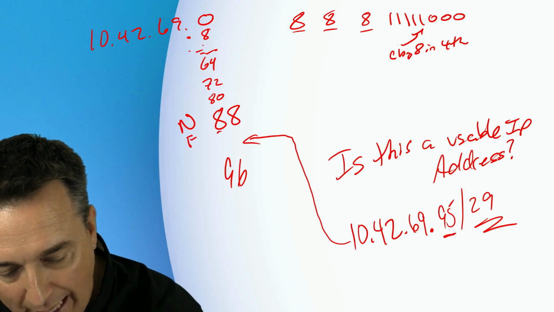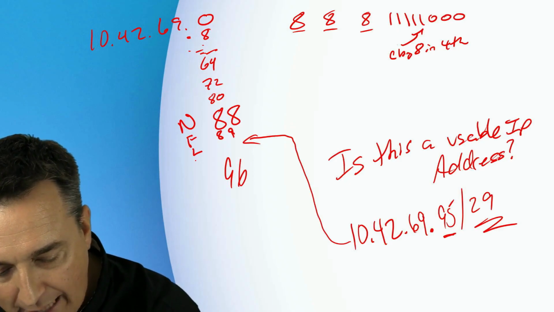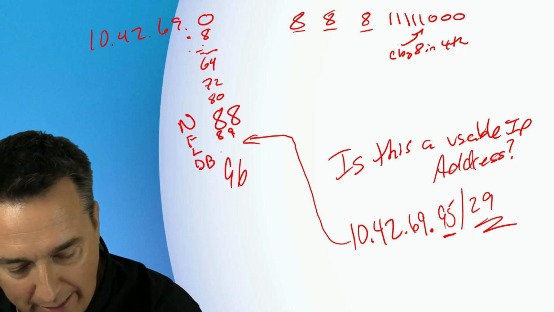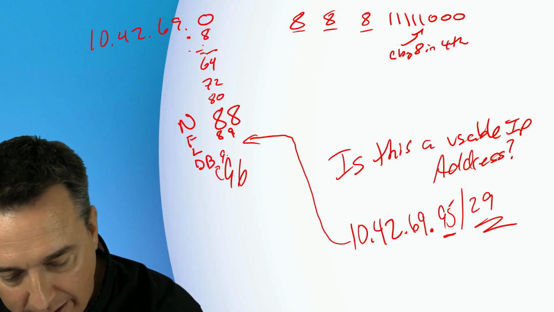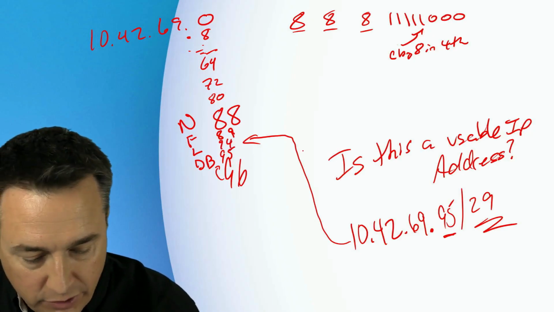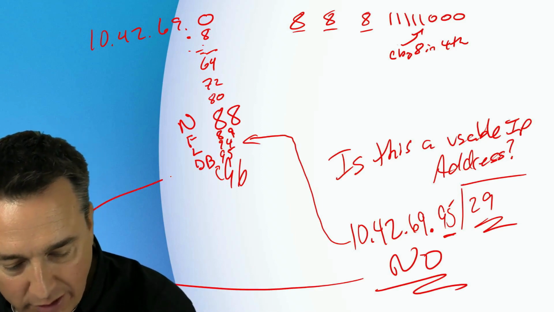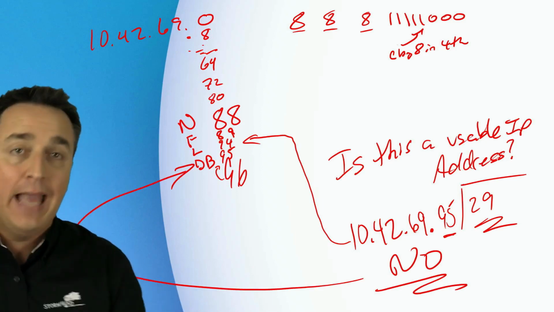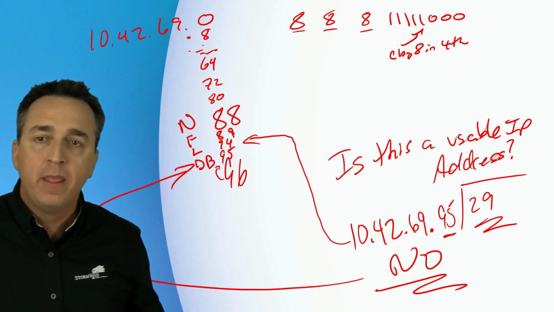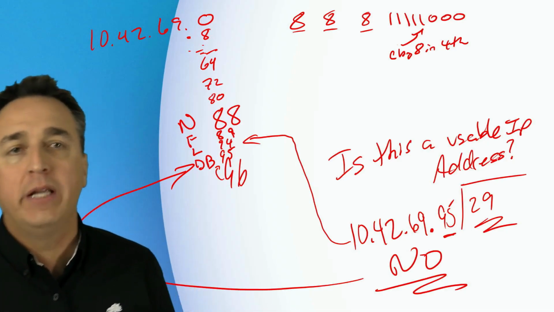So the first usable address would be the one ending in 89. Last usable and directed broadcast: the directed broadcast would be one less than 96, so 95. And the last usable would be 94. So is it a usable address? The answer is no, because it's the directed broadcast address. That's the only reason why. It's because it's the directed broadcast address for a /29 network.